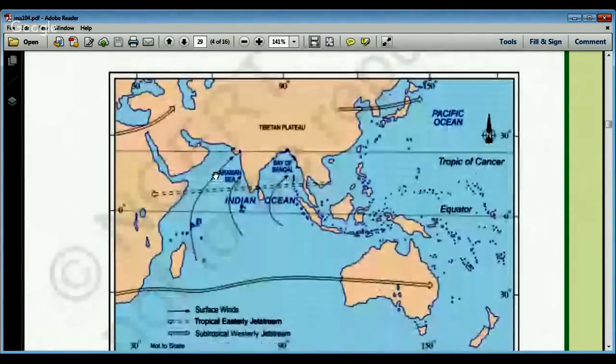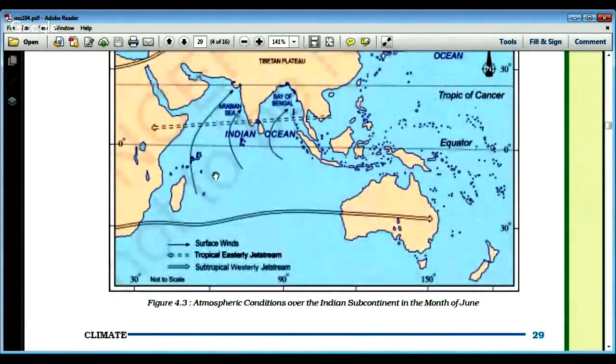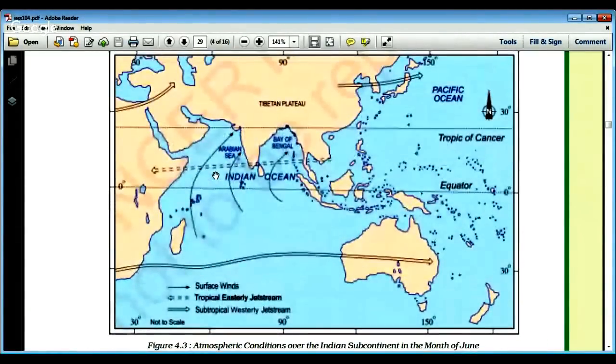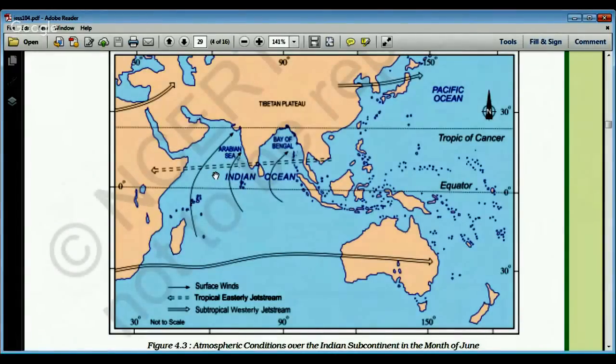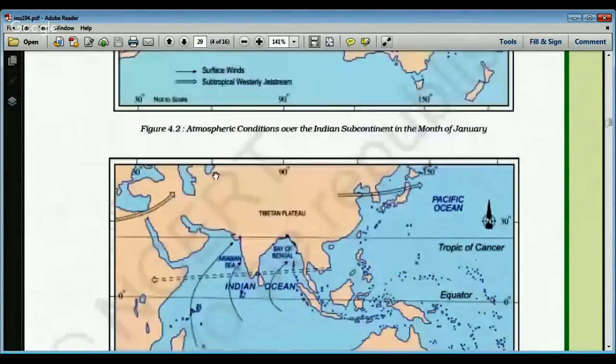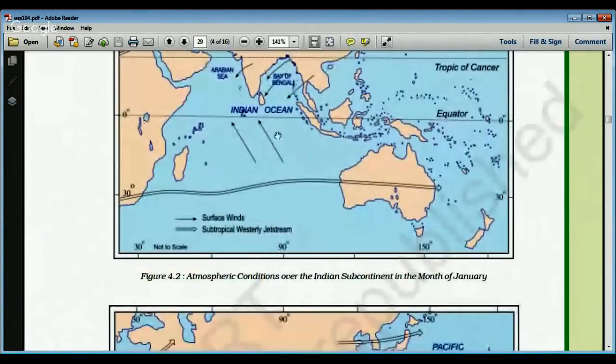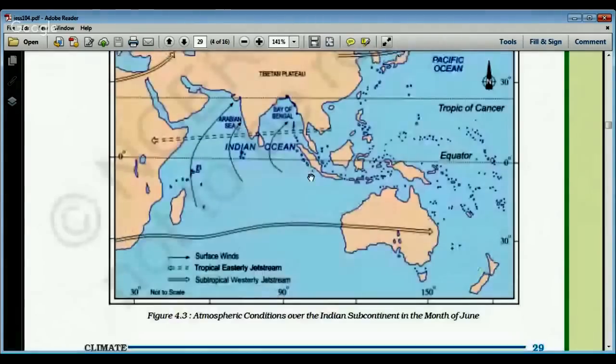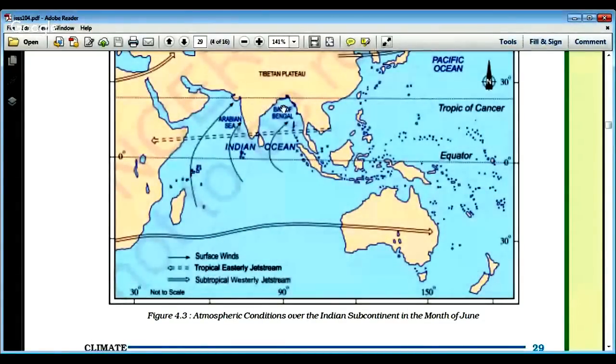Now, if you see closely the atmospheric conditions over the Indian subcontinent in the month of June, the apparent movement of sun has taken place, and the ITCZ has moved towards the north. That is why the winds that were flowing in the southern hemisphere from the southeast direction will try to come to this ITCZ, because they will try to converge in the ITCZ, and the ITCZ has moved up to the Tibetan plateau.